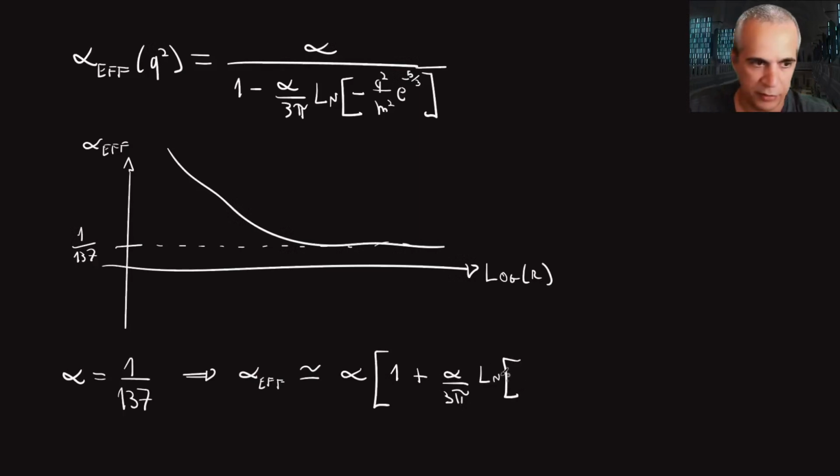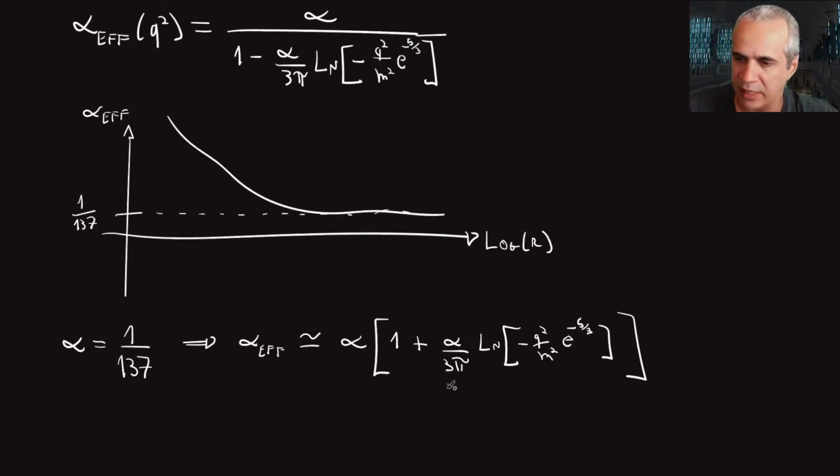This alpha effective will be just alpha times 1 plus alpha over 3 pi log of minus q squared over m squared, exponential of 5/3, right? And now we can put some numbers here, and see that since this is 0.0008, right? So you see this correction, this thing needs to get really big to compensate already for such a small factor.